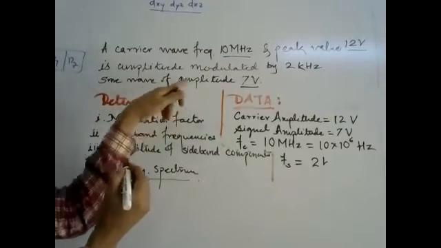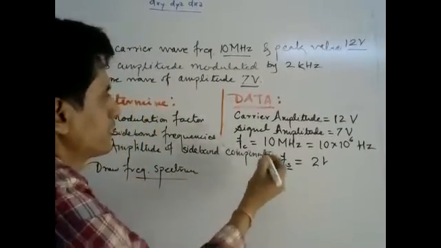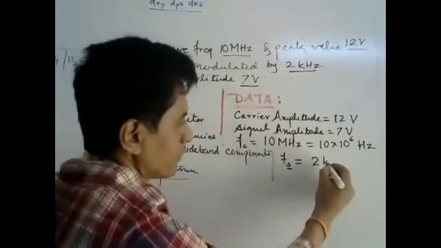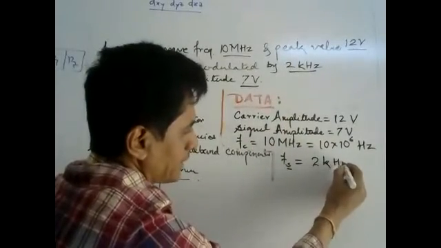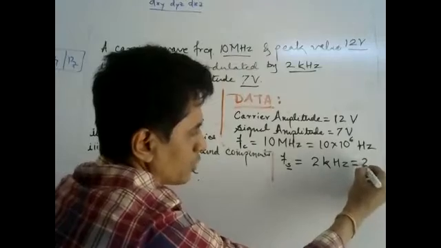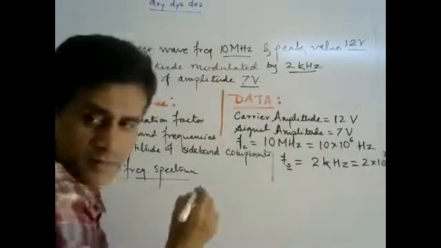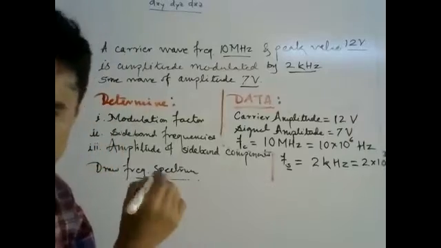Sine wave of amplitude. So Fs is for signal. Signal frequency is 2 kilohertz. Therefore, we can write here, dear student, 2 into 10 raised to 3 hertz.